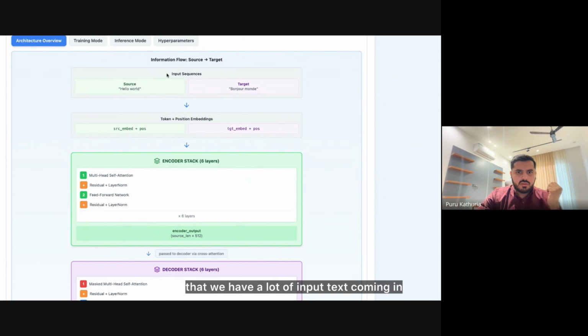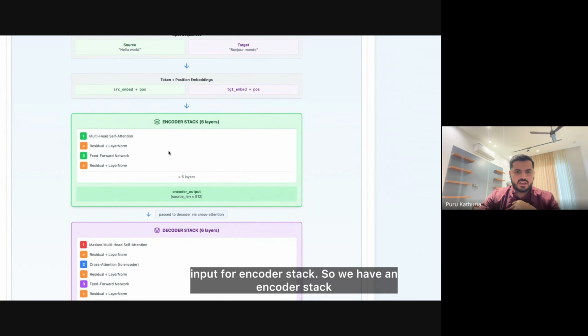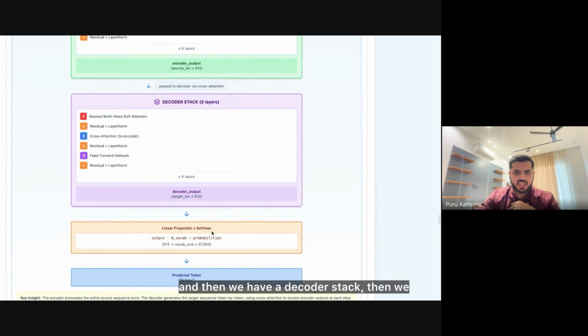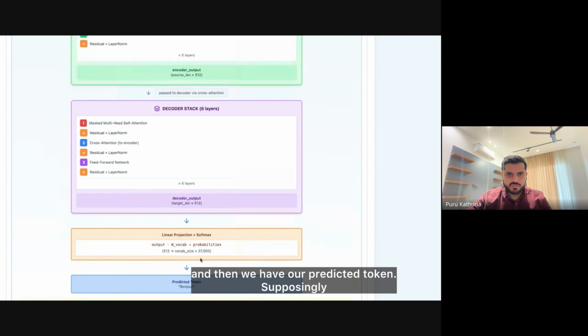We can see that we have a lot of input text coming in. Then we generate token embeddings and positional embeddings. Then we do an addition operation. This acts as the input for the encoder stack. So we have an encoder stack and then we have a decoder stack. Then we have some linear layers, right? And then we have our predicted token.